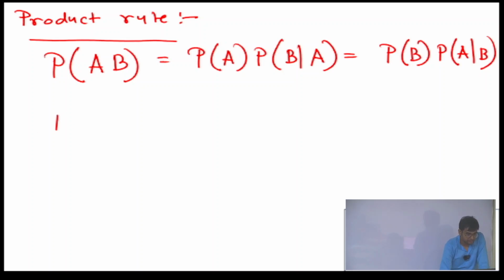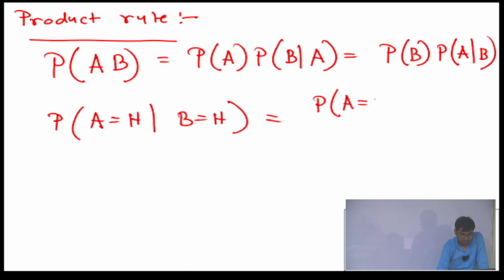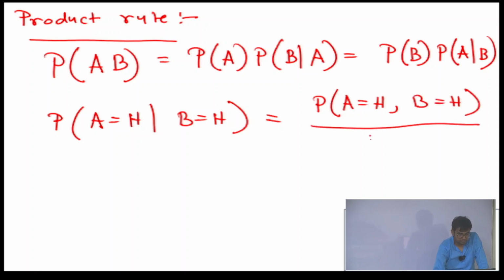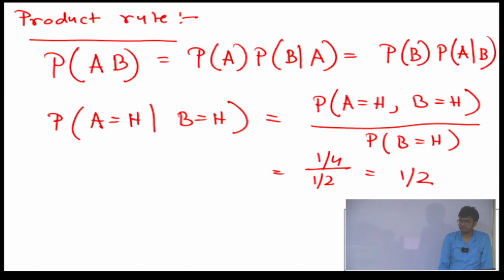So, just let me write down the example. Probability A equal to head given B equal to head is equal to probability of A equal to head comma B equal to head divided by probability B equal to head, which is what, 1 by 4 divided by 1 by 2 is equal to half, which is what we know the answer, right? Any doubt until now? Should not be. I am just repeating what most of you or all of you probably know, right? Now, let us generalize. Okay? Let us generalize the sum law and the product law.